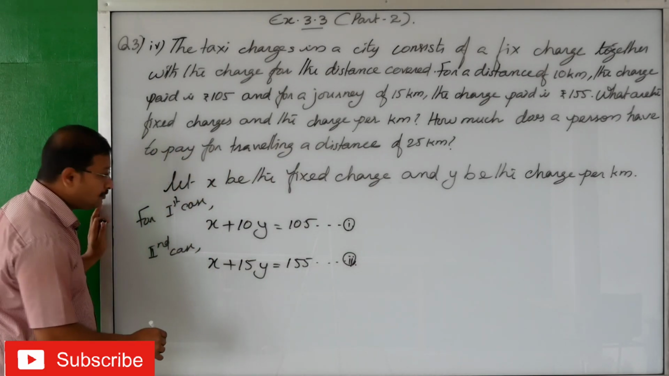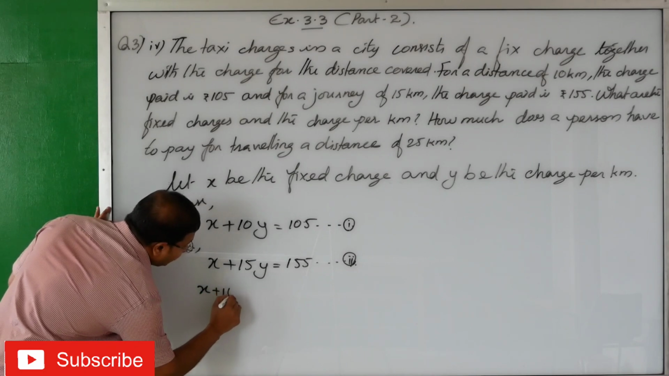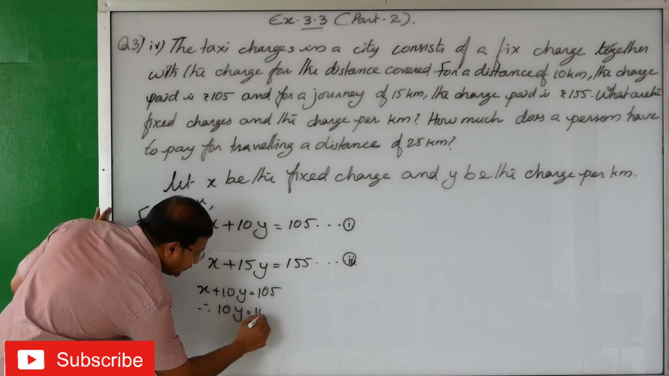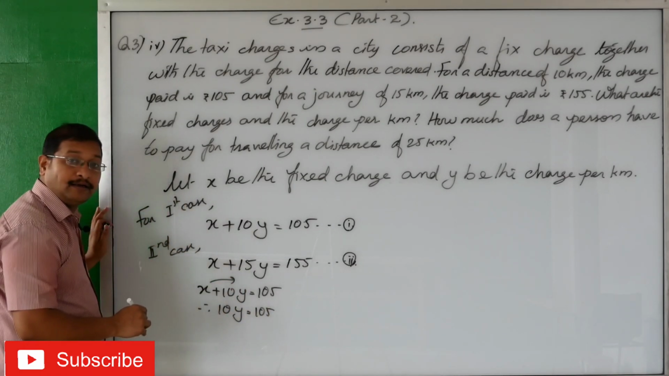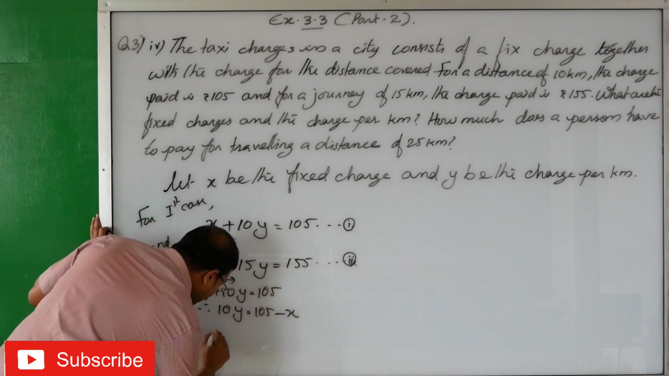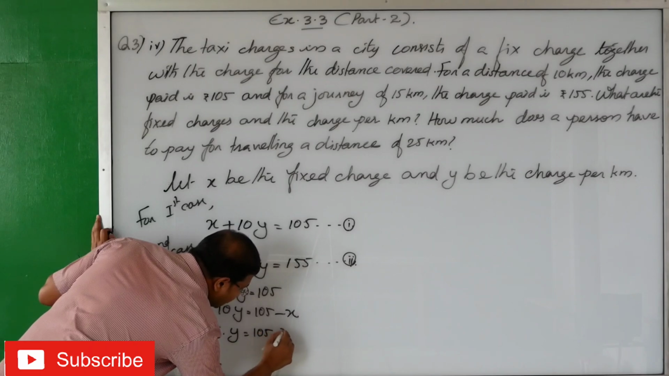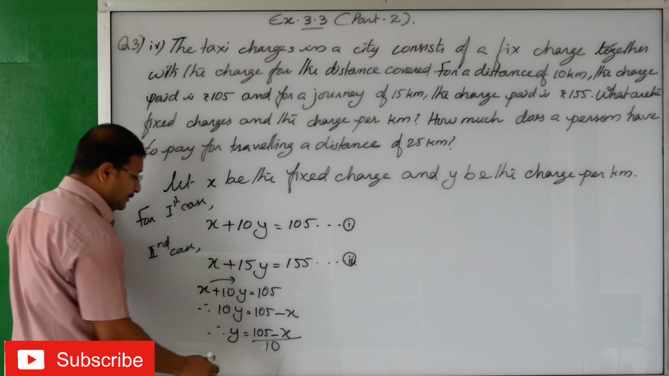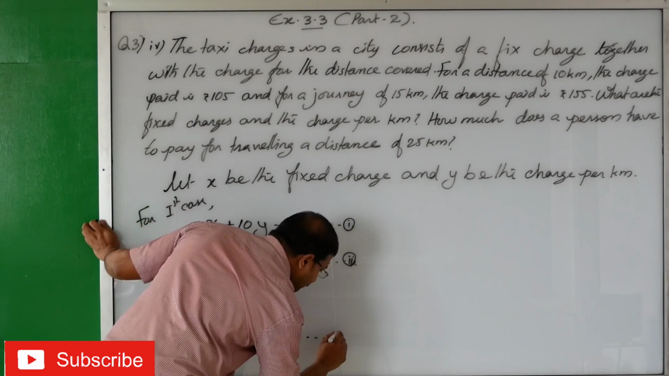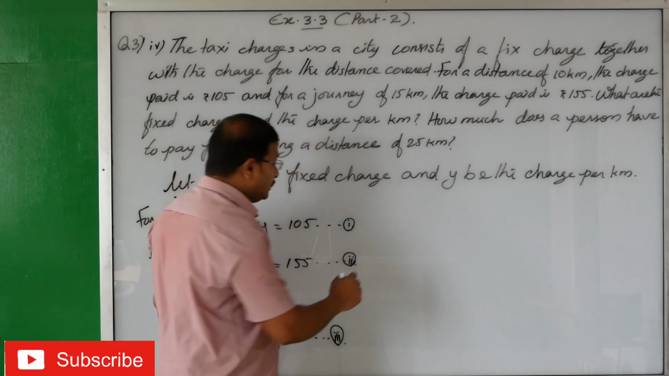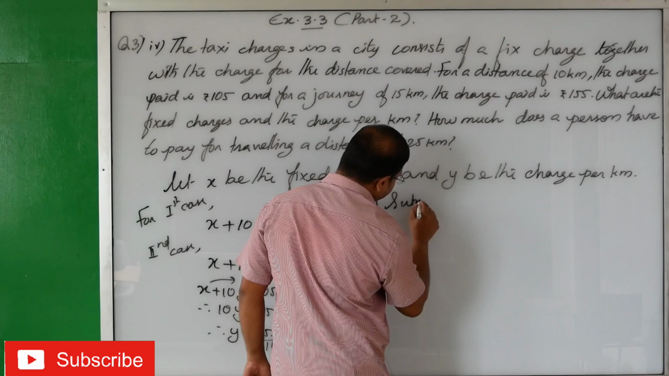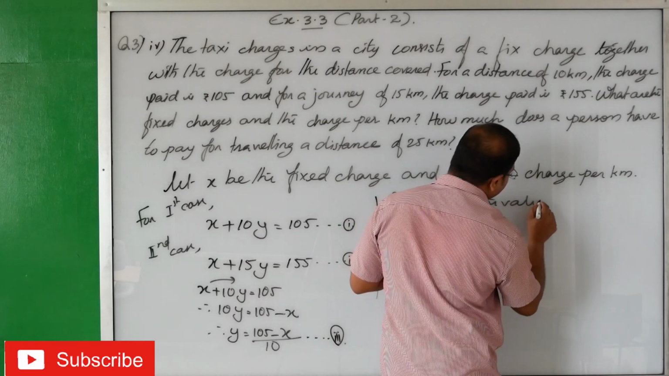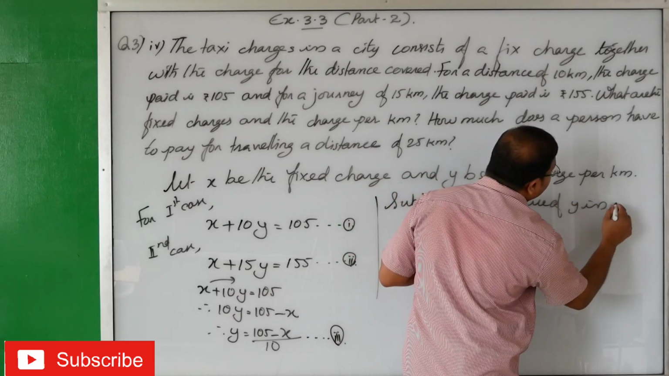Ready? So from the first equation, that means X plus 10Y equals 105. Therefore, 10Y equals 105 is already here. X goes to the next side, minus X. Therefore, Y equals 105 minus X by 10. Because multiplying goes to the next side, divide. 10 will divide. That is equation number 3. Now what will we do? Substituting the value of Y in equation 2.